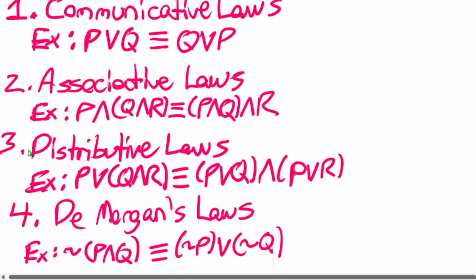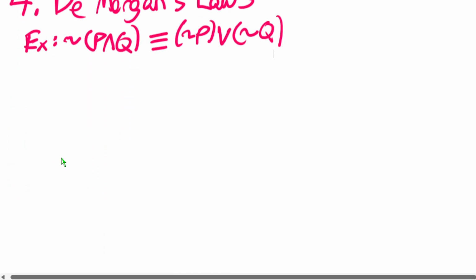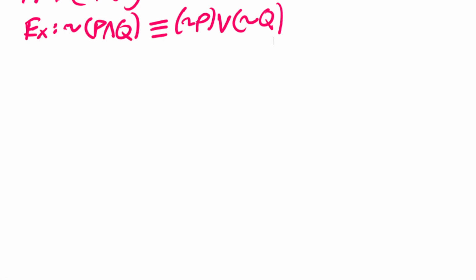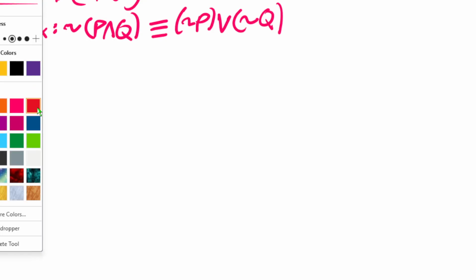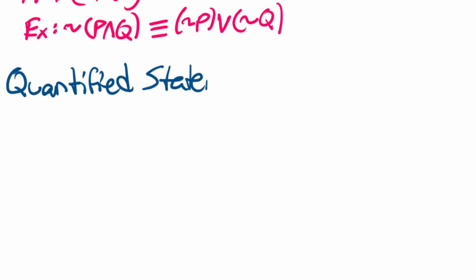All these laws can be determined if you were to put these statements into a truth table and look at the truth values of them, you would see that they're logically equivalent to each other. So if you want to do that, you can do that on your own time. But we're going to move on to the next topic for this lecture series. And that next topic is going to be quantified statements.